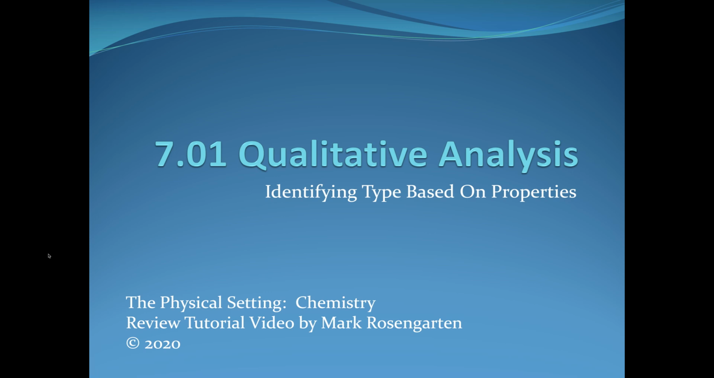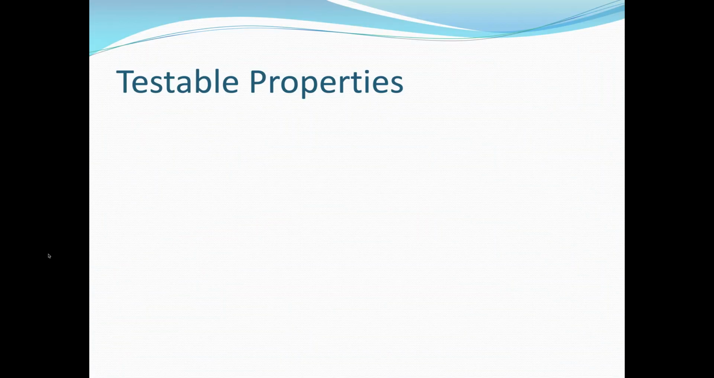This unit is going to be on compounds, all kinds of stuff about compounds. We're going to start off first about determining what kind of substance we have. What kind of substance do we have based on its properties? We call this qualitative analysis, analyzing the quality of your substance. So, how do we go about testing a substance to see what it's made of?